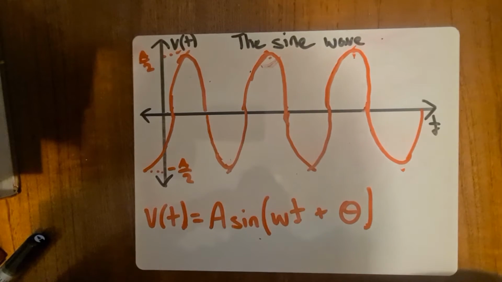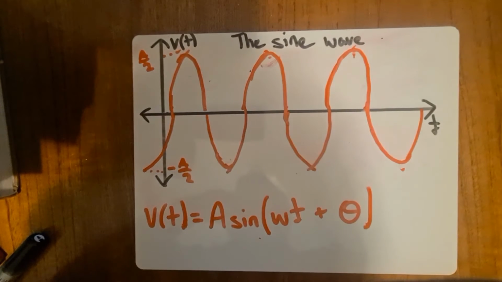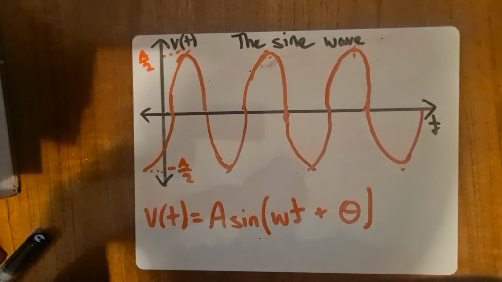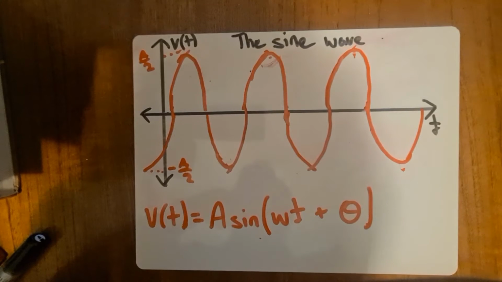AC circuits are circuits where the voltage and current vary with time. Sine waves can be a simple representation for the current and voltage and can be identified as a function of time. Sine waves have three parameters associated with them, which identify different properties of the sine wave. The amplitude of the sine wave identifies the peak-to-peak voltage usually, or peak-to-peak current.